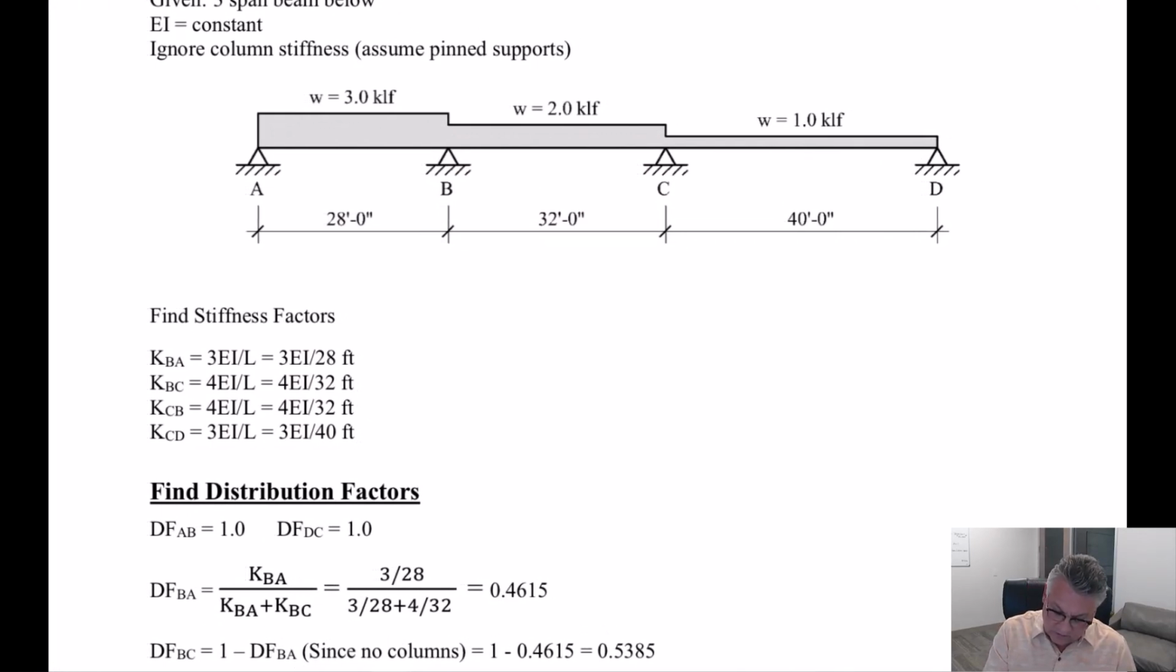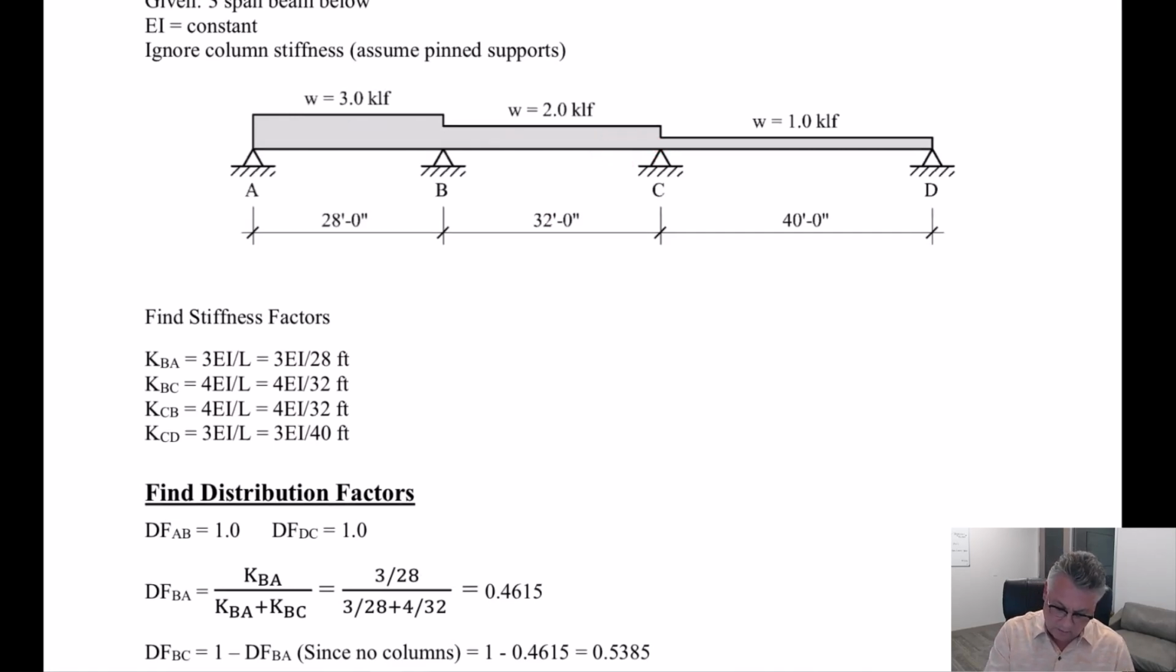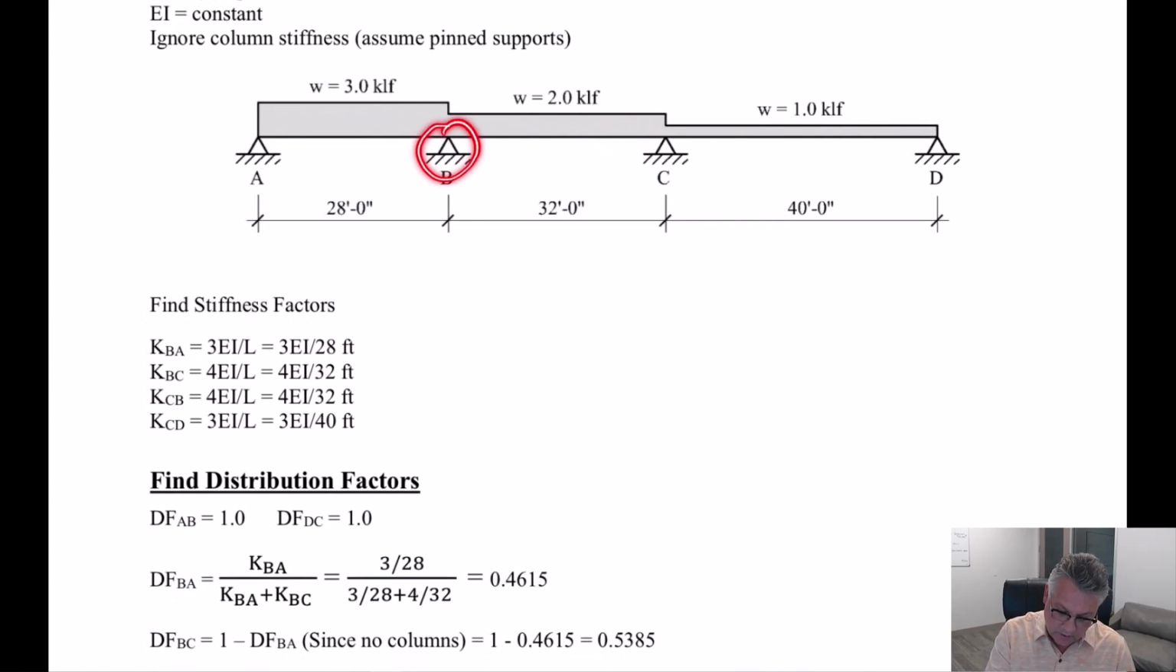Do the same thing C to B. I'm standing at C. I'm looking over at B. That end, while on a pin, is not a pinned end of this beam. This beam continues through that joint. Therefore, I'm using 4EI over L. And the moment at this point will not be 0 when we're all done with this. So that's the dead giveaway. We can't use 3EI over L. So that's got its own 4EI over L.